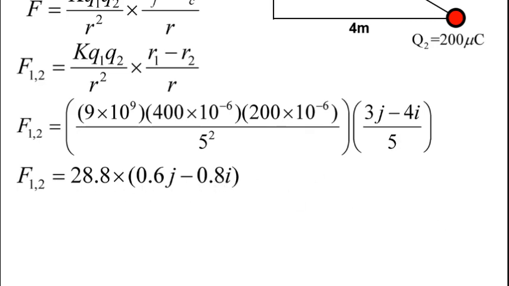So if we simplify this, we should have 17.28j minus 23.04i. We could rewrite it as minus 23.04i plus 17.28j Newton, depending on how we see it in the options in an exam. So this is all about vector force.